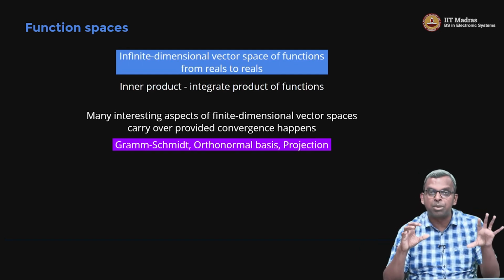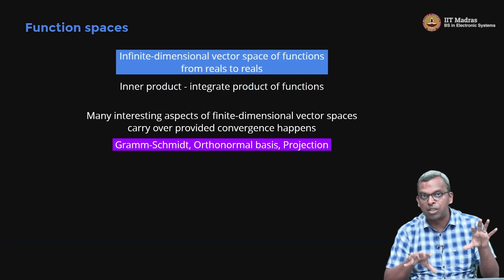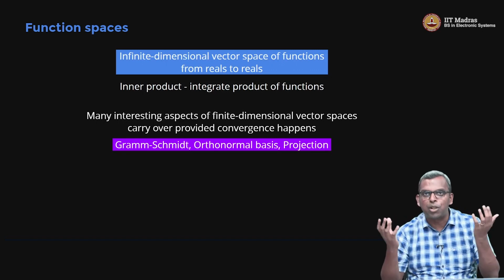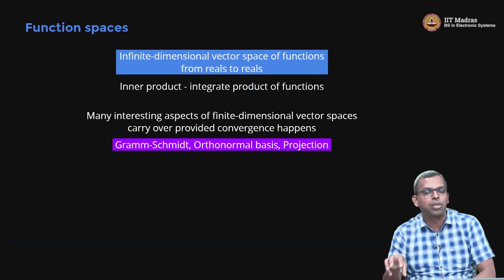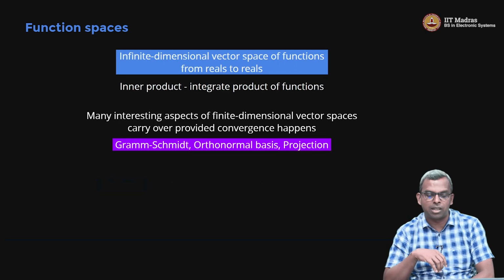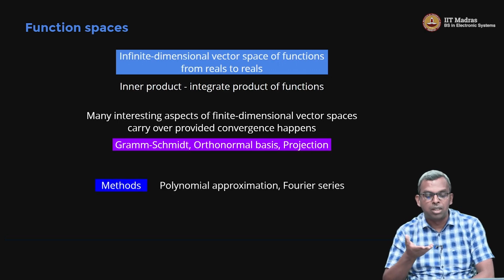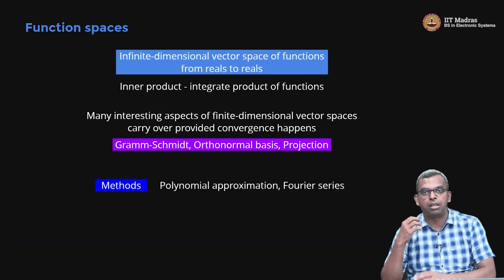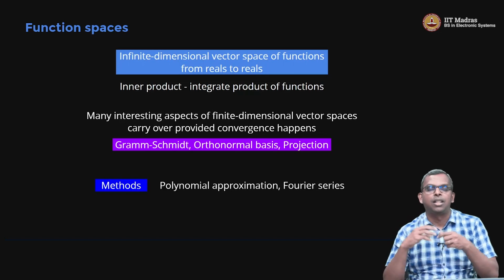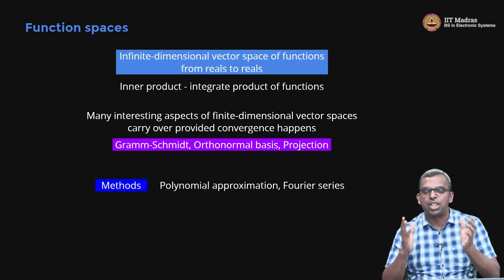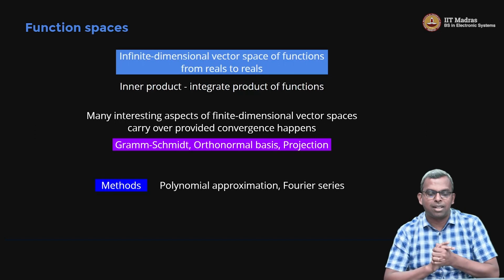So ideas like Gram-Schmidt carry over, the orthonormal basis notion carries over. At least you can think of an orthonormal basis and think of the span of that. The idea of projection carries over. When projection carries over, you can solve these elegant subspace, closest vector and subspace problems, and that gives you this notion of polynomial approximation, that gives you Fourier series, and how Fourier series for functions are obtained. So these are nice extensions.